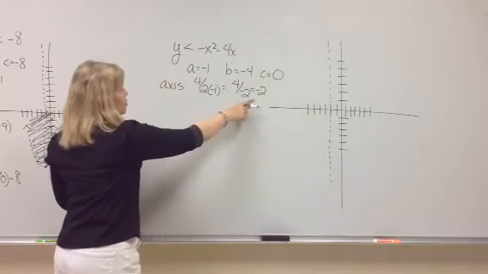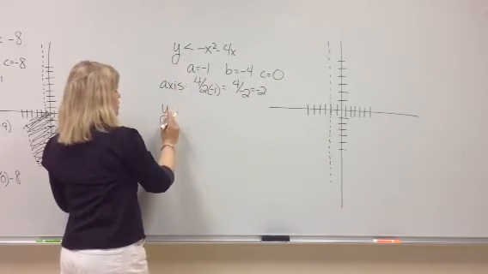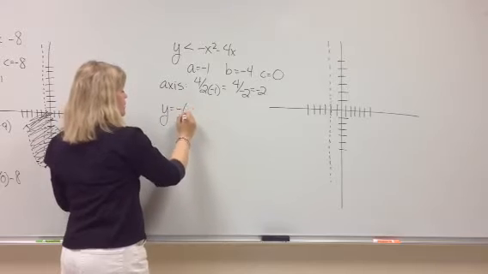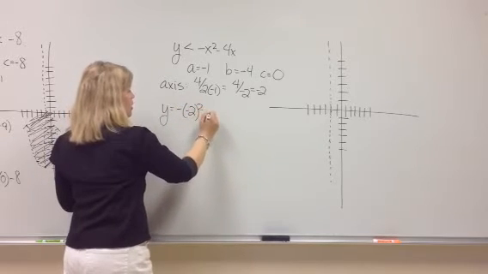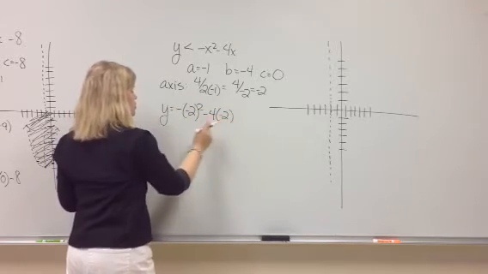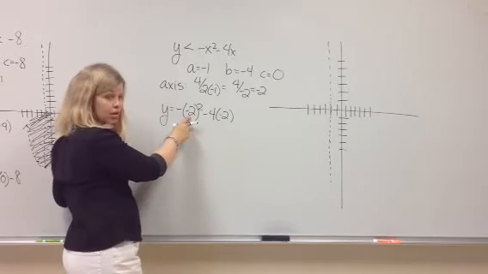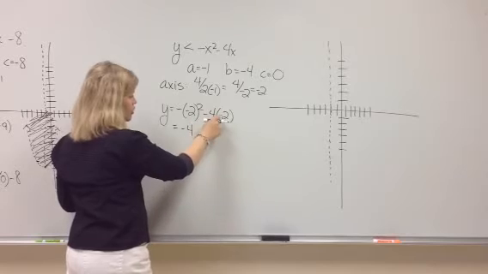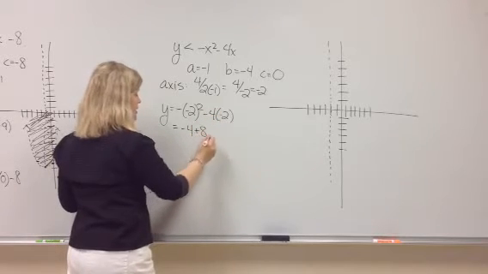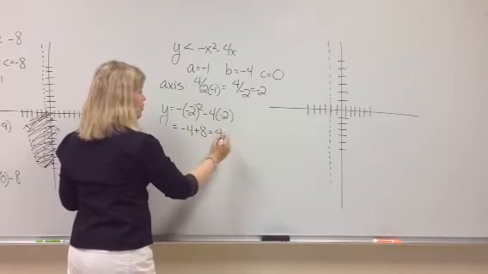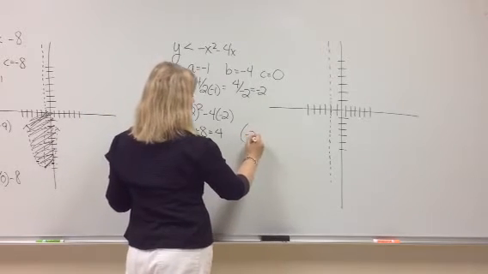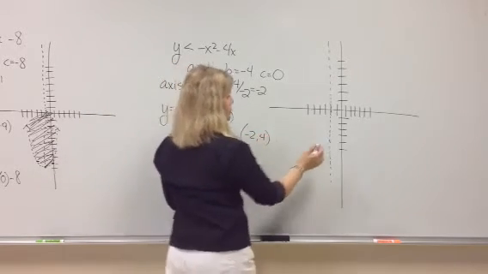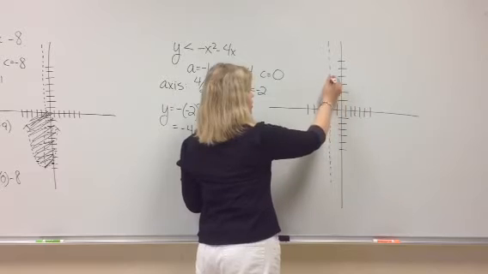Okay, so we're going to plug that in, and we've got the opposite of negative 2 squared minus 4 times negative 2. So what is negative 2 squared? It's 4. Take the opposite, that's negative 4. Negative 4 times negative 2 is 8, and we've got 4. So our vertex is negative 2, 4. So over 2 and up 4.